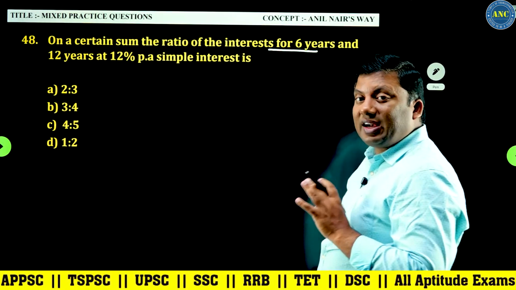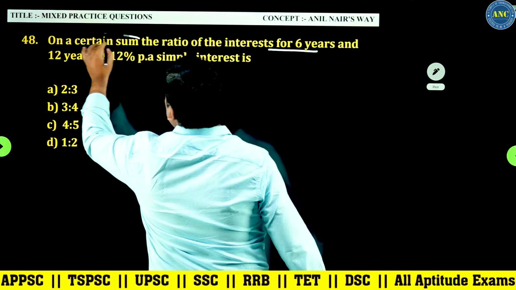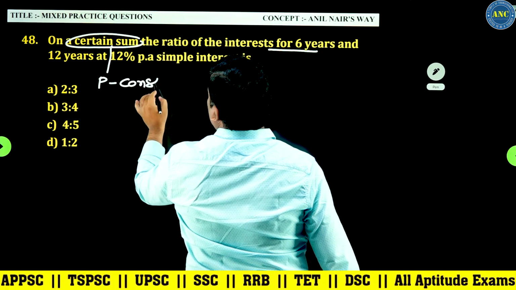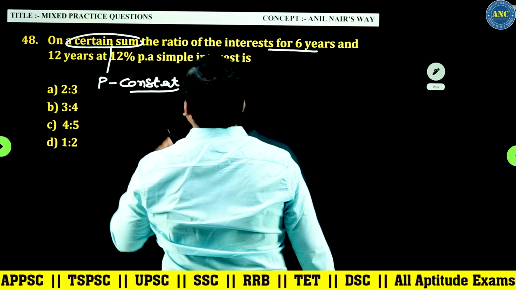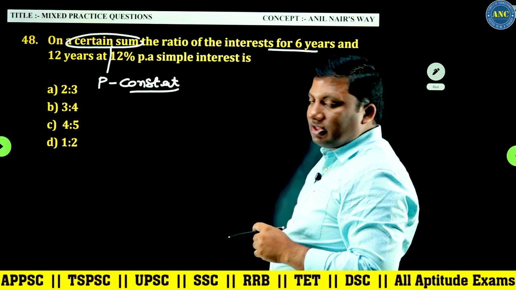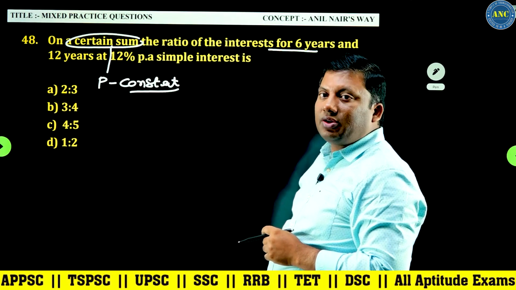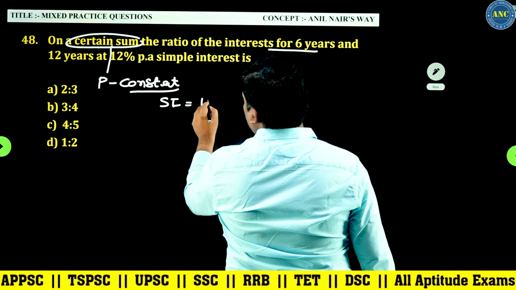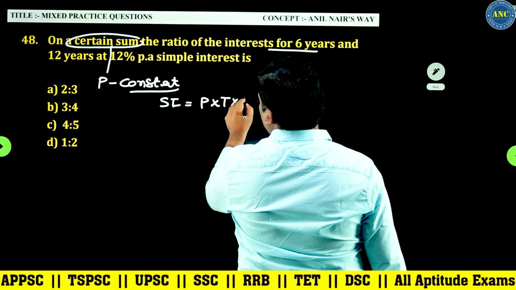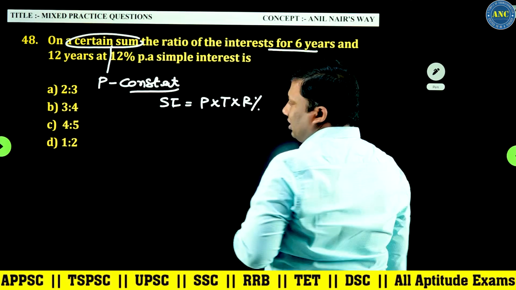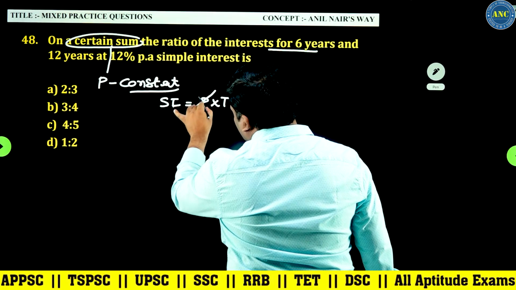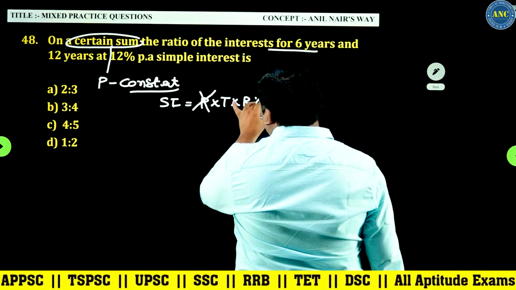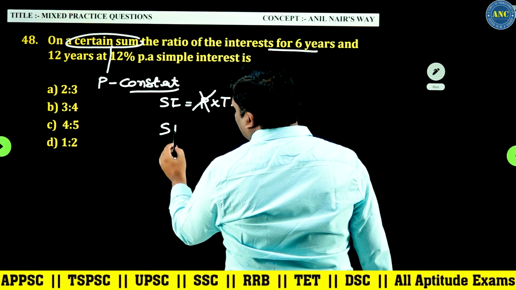Idea question. On a certain sum, the sum is constant. P is constant. Okay, first point is clear. What is the ratio of the interest for 6 years and 12 years at 12% rate of interest? Simple interest is PTR percentage. Certain sum means the principal is constant, and 12% is also constant.